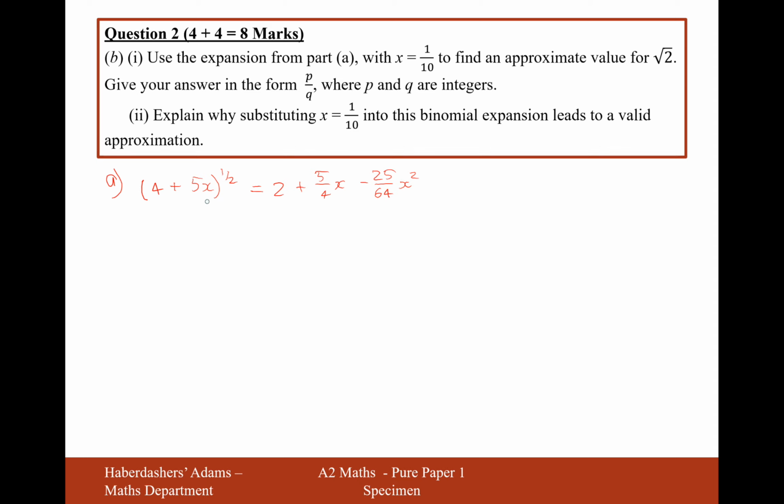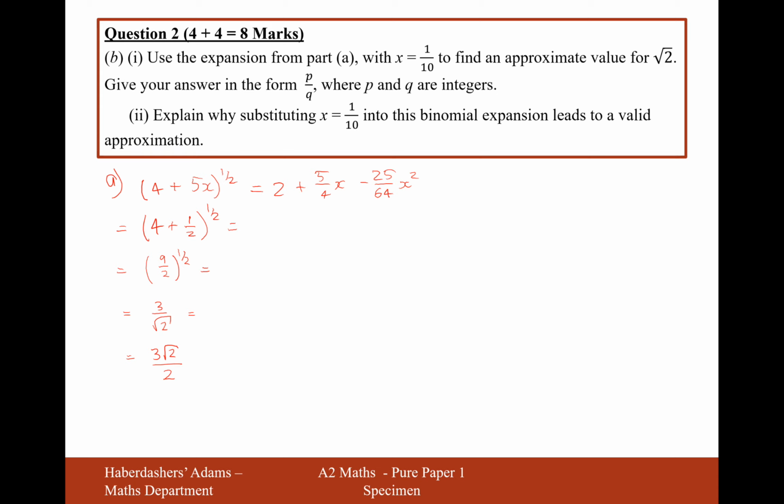Let's start putting 1 over 10 in on the left-hand side first. It's going to be 4 plus 5 times 1/10, that's 1/2, because it's 5/10. Then adding these two together, we're going to get 9 over 2, to the power of a half. Is that right, 9 over 2? Yeah, that's definitely right. So it's therefore going to be 3 over root 2 when we do the half inside there. Then let's rationalise the denominator, so it's going to be 3 root 2 over 2.